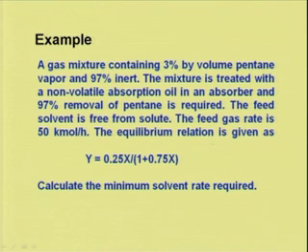Now, let us take a very simple example. We take a gas mixture containing 3% by volume pentane vapor and 97% inert. The mixture is treated with a non-volatile absorption oil in an absorber, and 97% removal of the pentane is required. The feed solvent is free from solute. The feed gas rate is 50 kmol per hour. The equilibrium relation is given. Calculate the minimum solvent rate required.